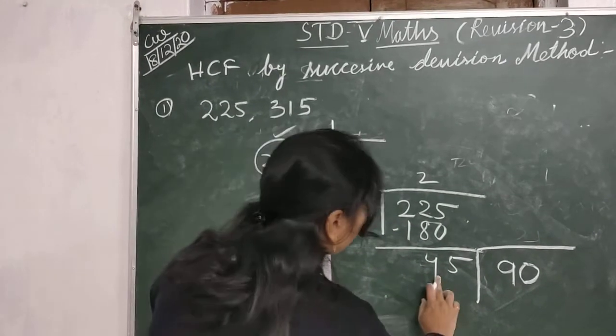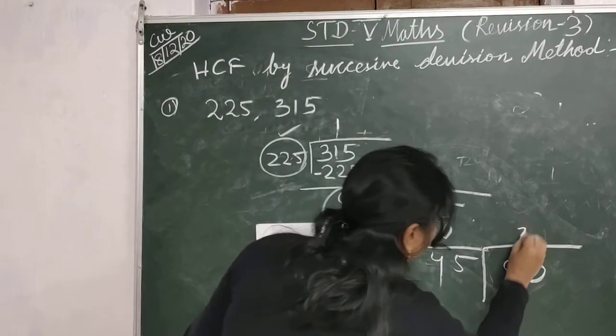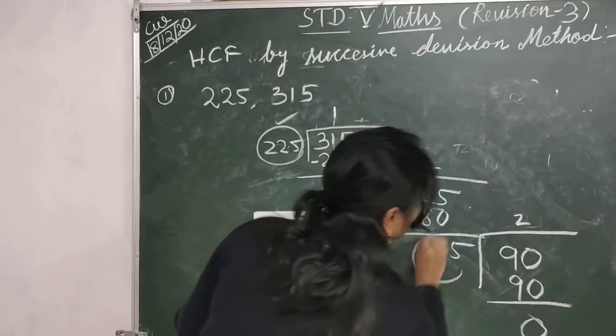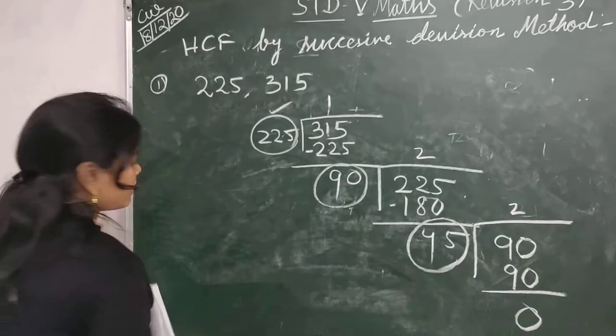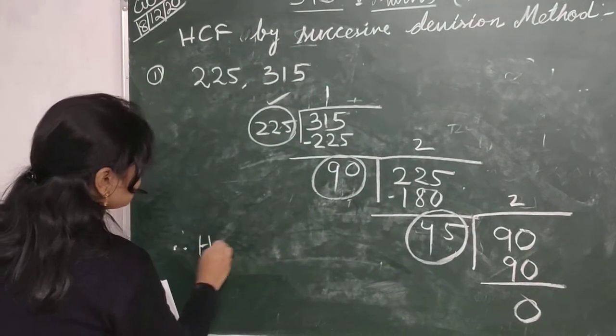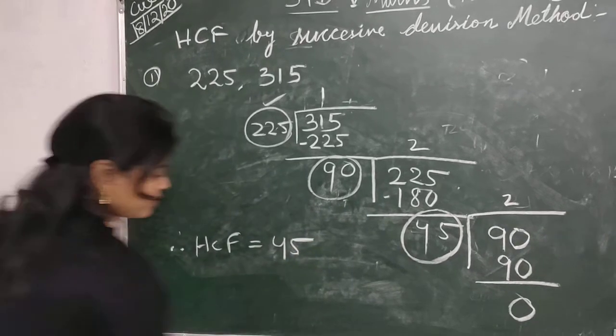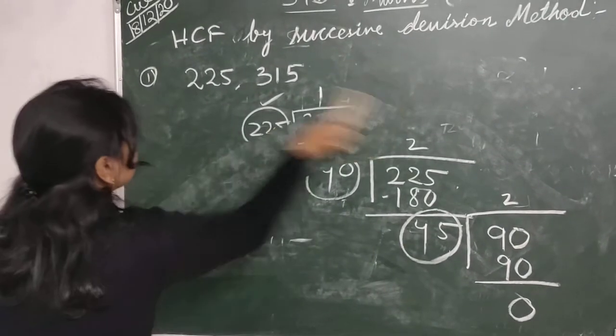Okay. So 45 ones are 45. 45 twos are 90. Here the remainder is 0. So your answer will be 45. Children, HCF here is 45. Okay.